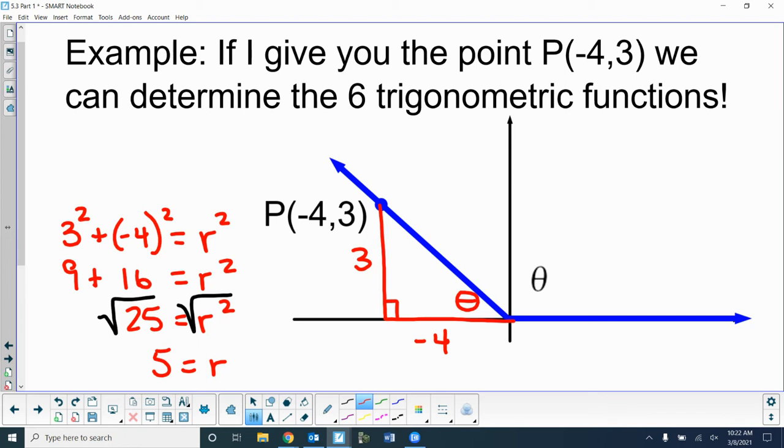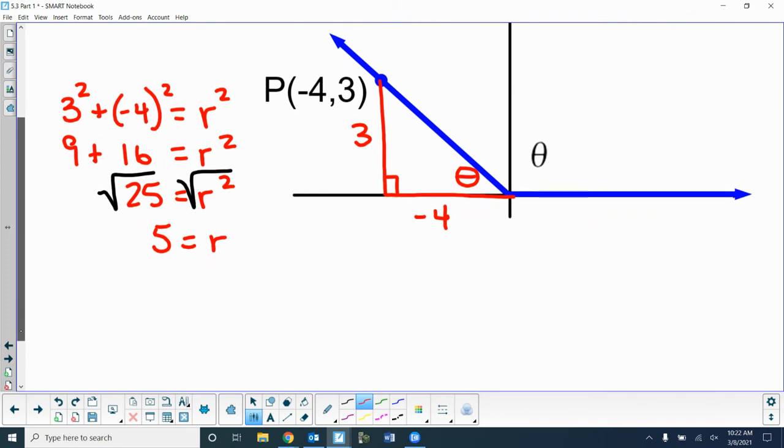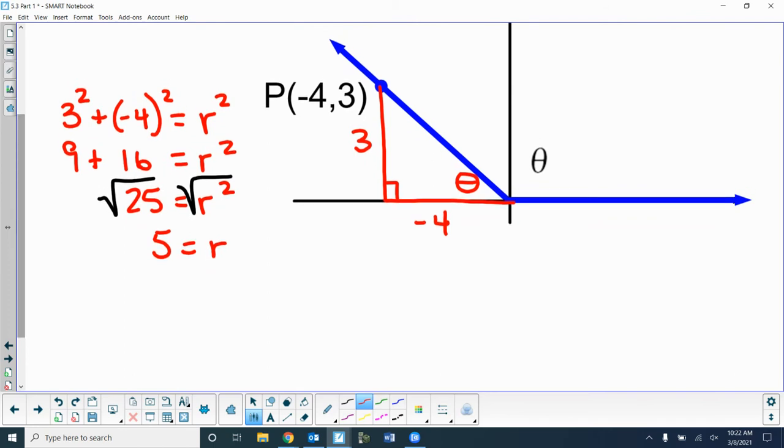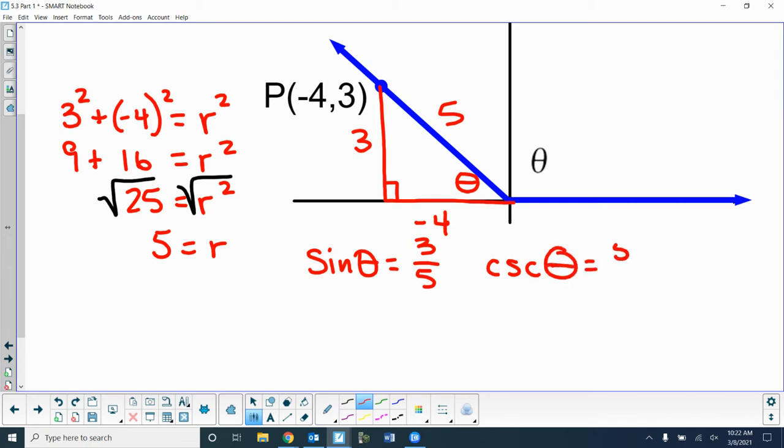All right, and then we just do what we did last week. Sine, cosine, tangent, cosecant, secant, cotangent. Again, sine is opposite 3 over hypotenuse, which we said was 5, right? And then its reciprocal, it's cosecant theta, so 5 over 3.